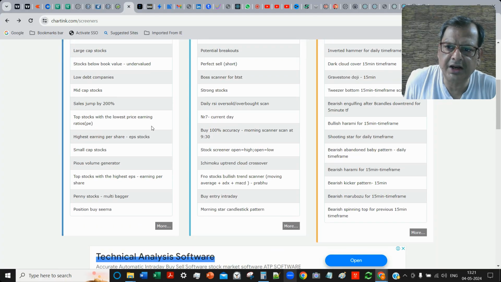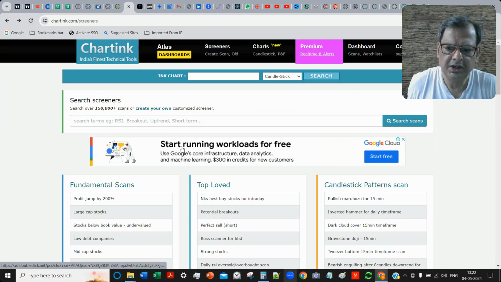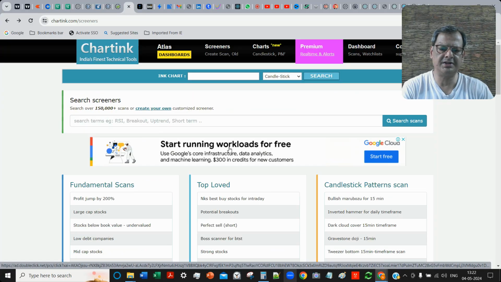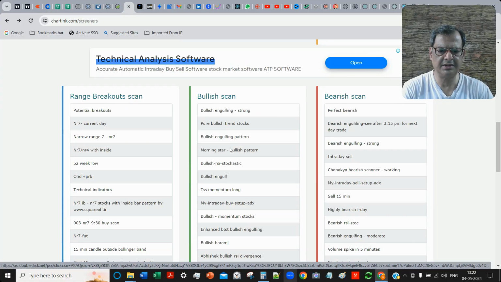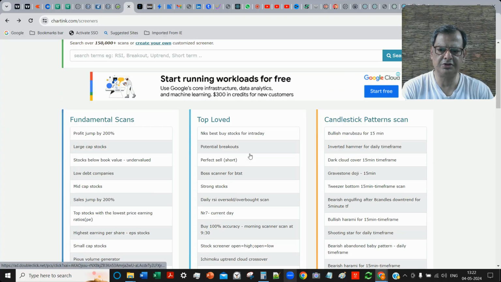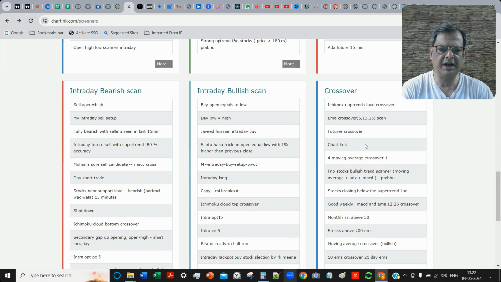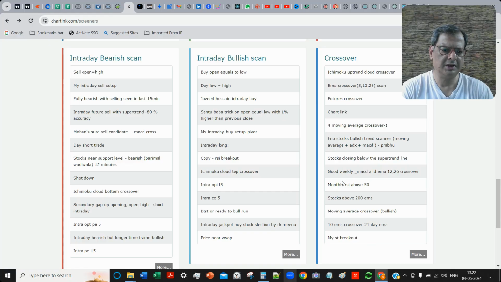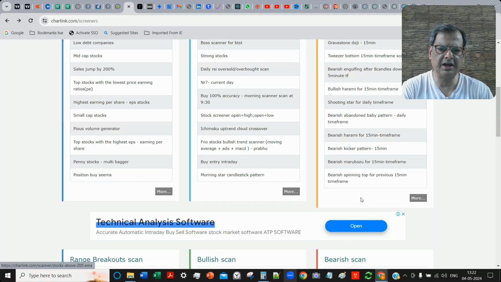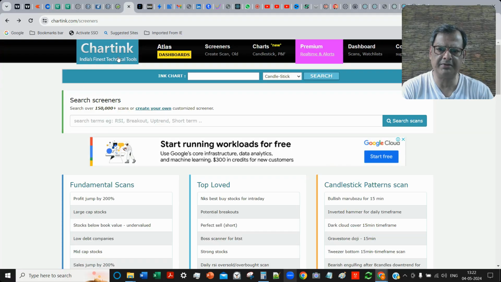All you need to do is create your free account in charting, and you have intraday as well as swing trading scanners. You have candlestick scanners and you have got indicator based scanners, and there is no end to them. If you see monthly RSI above 50, stocks above 200 EMA, so there are n number of scanners, and you can experiment with those. You can even create your own scanners.